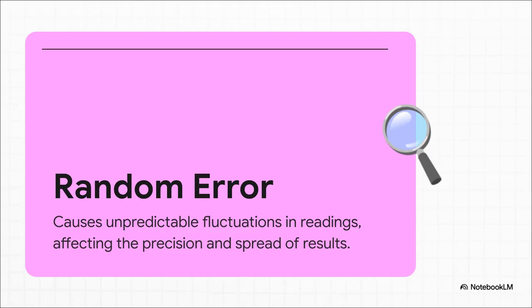First, we have random error. Just think of this as the unpredictable wobble in your measurements. Maybe it's a tiny change in the room temperature, or just your own reaction time with a stopwatch. It causes your results to be scattered all over the place, and that really messes with their precision. You can't ever get rid of it completely, but you can definitely reduce its impact by taking a bunch of readings and then calculating the average.